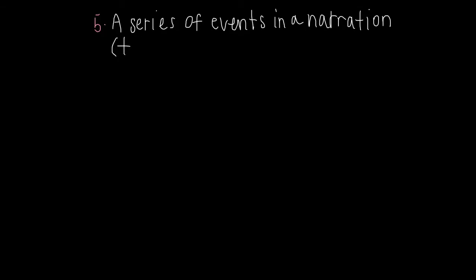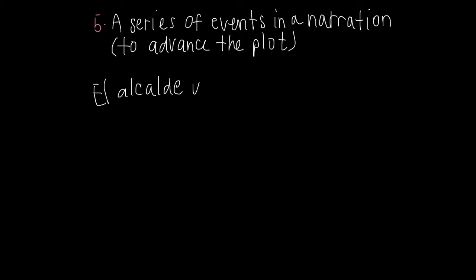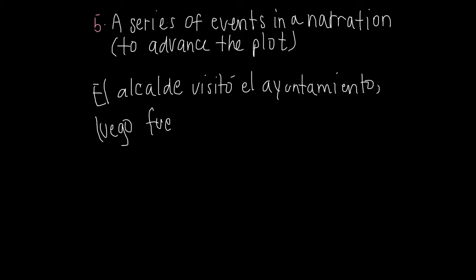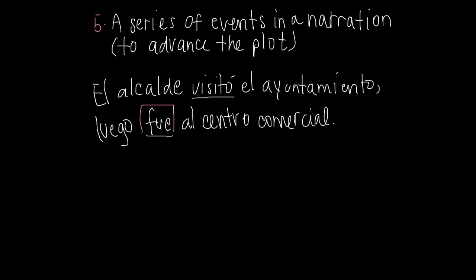And the fifth use of the pretérito is to talk about a series of events in a narration, and they usually tend to advance the plot of the story. So, for instance, if I'm telling what the mayor did in one day, I can say, el alcalde visitó el ayuntamiento, luego fue al centro comercial. Visitó and fue are my series of events.